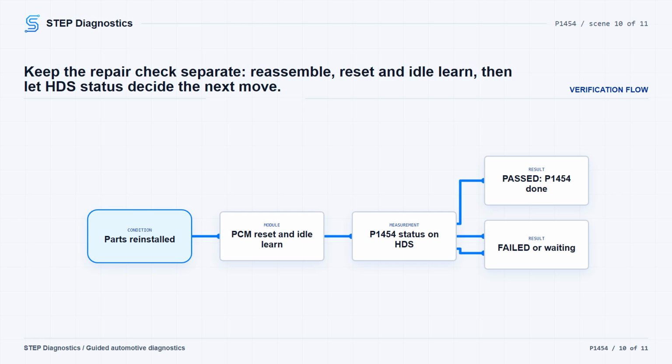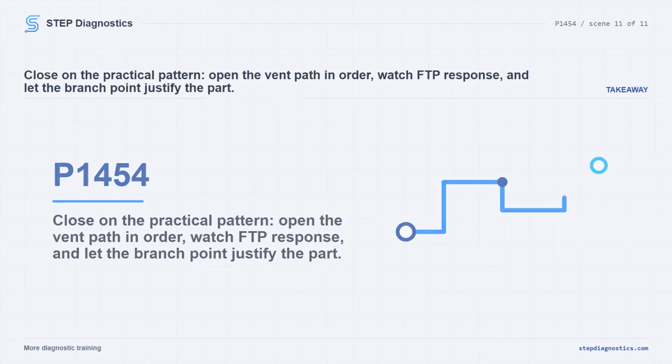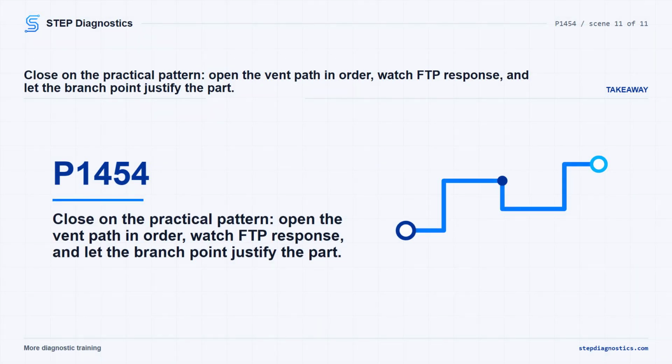If it says not completed, hold the engine at 3,000 RPM with EVAP PC duty at 20% or more until the HDS gives a result. The key with P1454 is to prove whether the FTP sensor reading normalizes when you open up each part of the EVAP vent path.